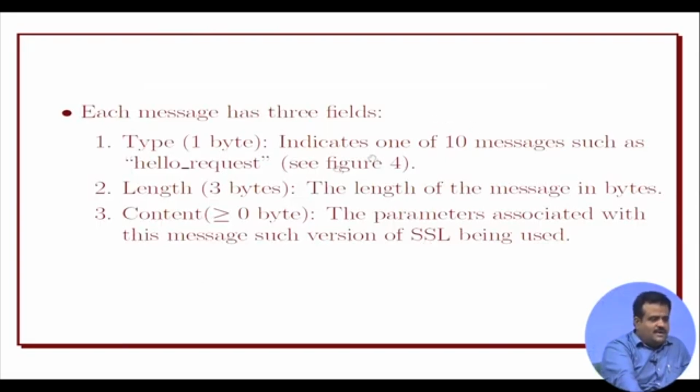These are the types of message, and for this we need to have a field which is 1 byte to indicate one of the types. And then the length is basically 3 bytes, the length of the message in bytes. To have the length we use the 3 bytes, and that will store the length of the message in bytes. And the content is the parameters associated with the message, such as the version of the SSL being used.